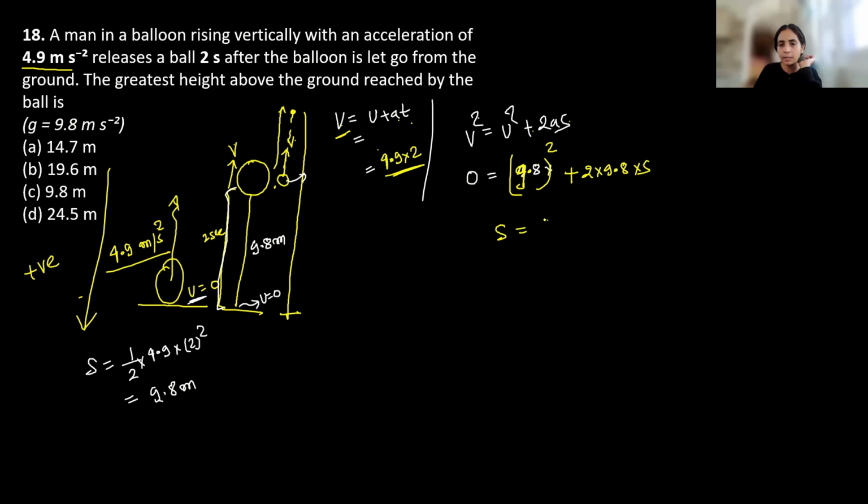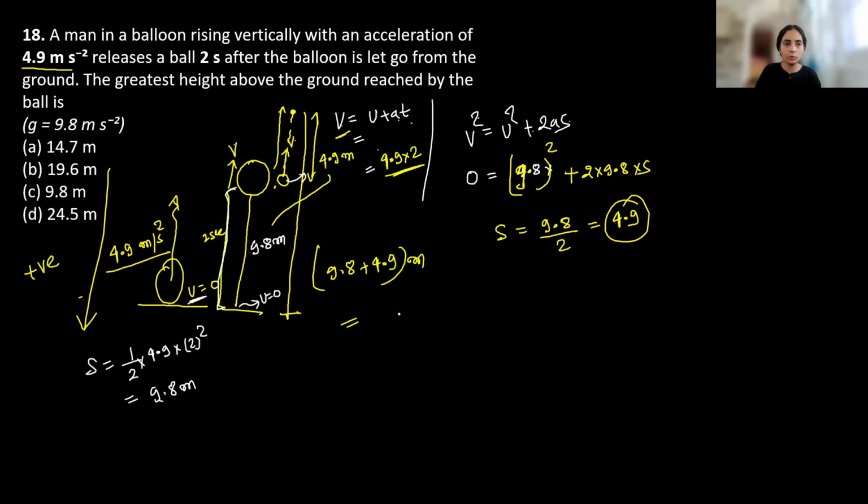So what is the value of s going to be? 9.8 by 2. So that is going to be how much? 4.9. Magnitude wise I'm writing. So 4.9. Now you see, from here to here, how much did it travel? This has traveled 4.9 meter. So total distance covered is equal to how much? 9.8 plus 4.9 meter. So that is going to be equal to 14.7 meter. Okay, so the correct answer should be which one?